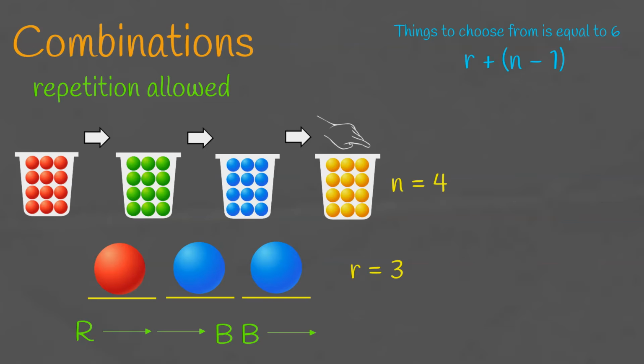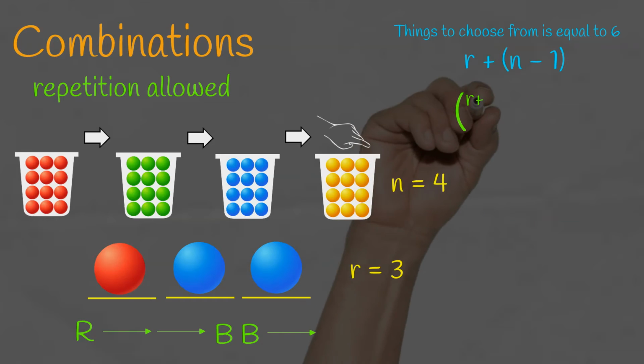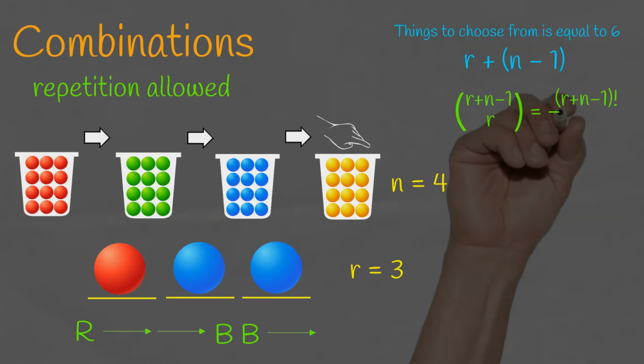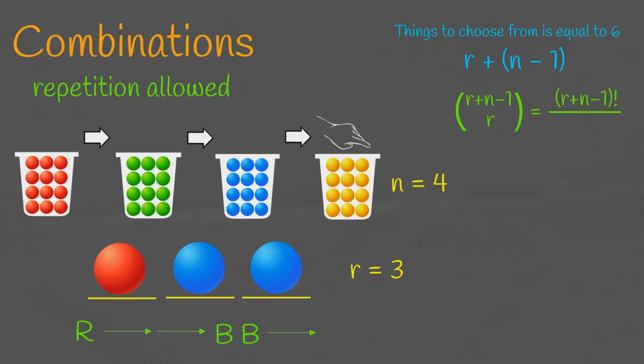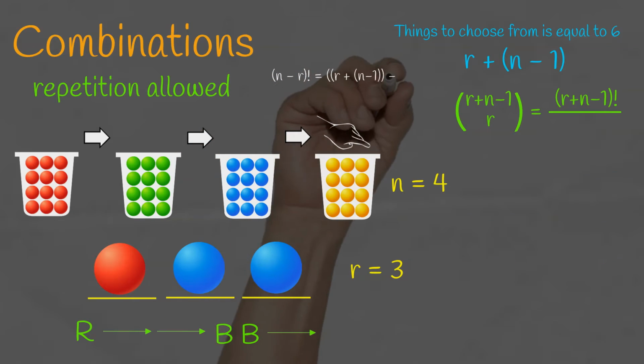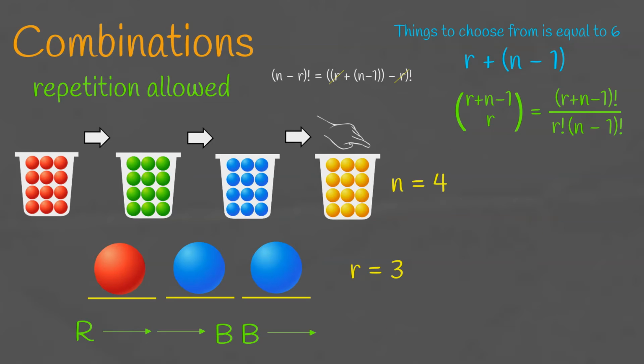Therefore, we now write, instead of n choose r, the new n is r plus n take 1, so we write r plus n take 1 choose r. And usually the equation has n factorial on the top, so it now has r plus n take 1 factorial on the top. And usually we have n take r factorial on the bottom, but that's now replaced by r plus n take 1 take r factorial, and the r's cancel out, so we just end up with n take 1 factorial on the bottom, and we still need the r factorial on the bottom because it doesn't matter in which way the balls are ordered. It's a combination, not a permutation.